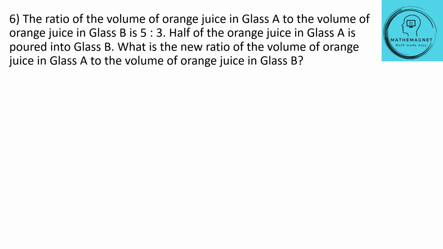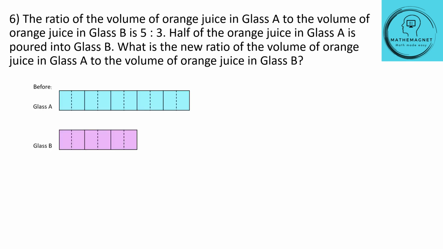Now, pouring half of 5 units, when you're drawing a bar model, dividing that 5 units into half will be difficult. So we will take an even number, because you're dividing it into half, we'll make it into an even number. To do that, we'll multiply 5 is to 3 by 2, which means 5 times 2 and 3 times 2. So basically you will have 10 units of glass A and 6 units of glass B. Now from these 10 units, half will move to glass B. So let's see how it looks.